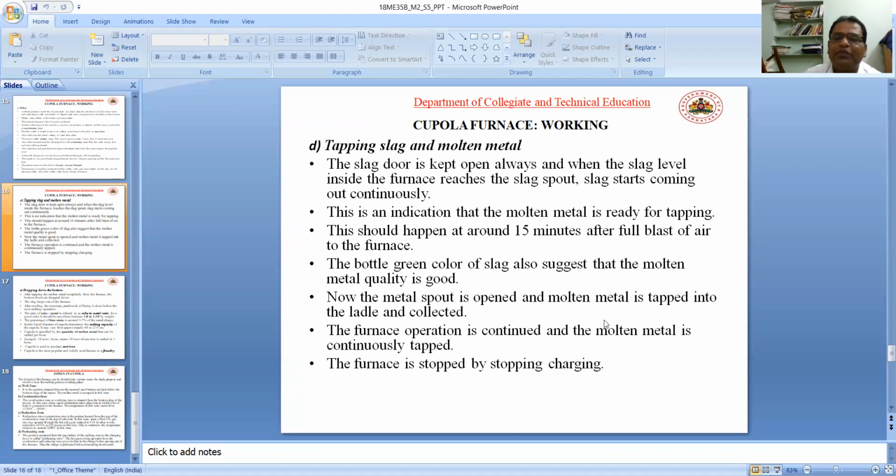Now the metal spout is opened. Molten metal is tapped into the ladle and collected. The furnace operation is continued and the molten metal is continuously tapped.